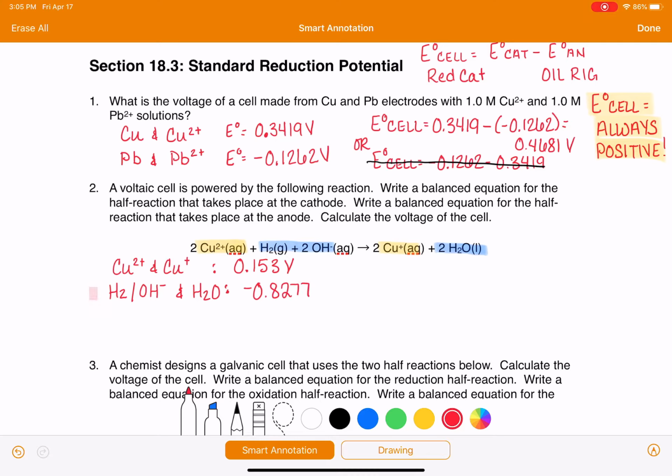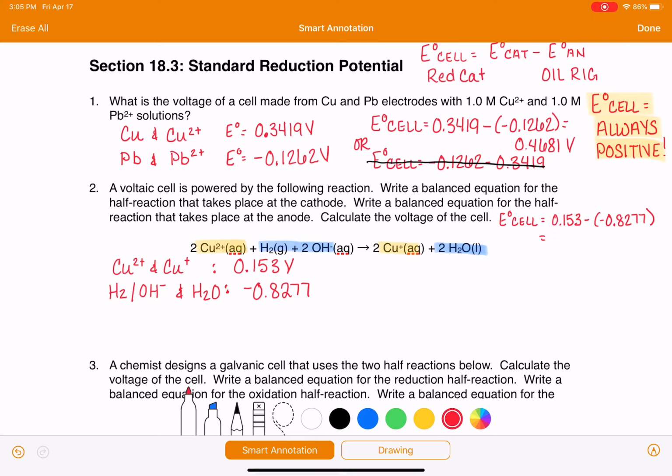Negative 0.8277. So our first job is to calculate, well, the first thing that I want to do is calculate the voltage, because that to me is a lot easier to do. When I'm calculating the voltage, my options are going to be 0.153 minus negative 0.8277, or the other way around, negative 0.8277 minus 0.153.